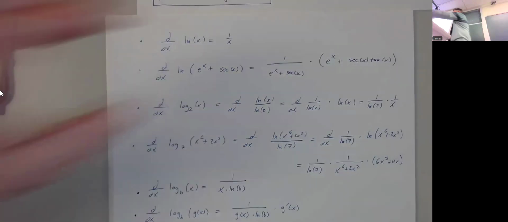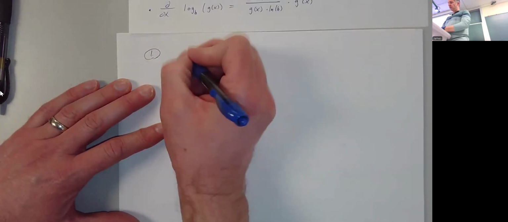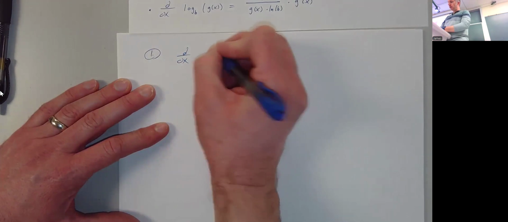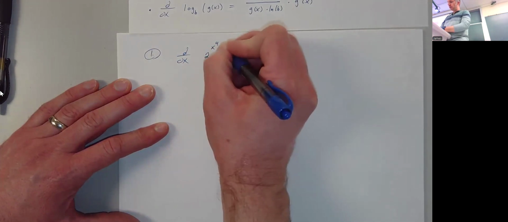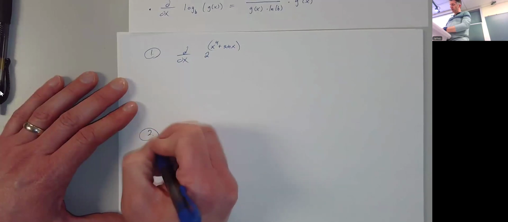So you all should try the next two questions on your own. Try both of these. Find the derivative of 2 to the x to the 4th plus sine of x. And then the second one that I'll write, but I won't say.